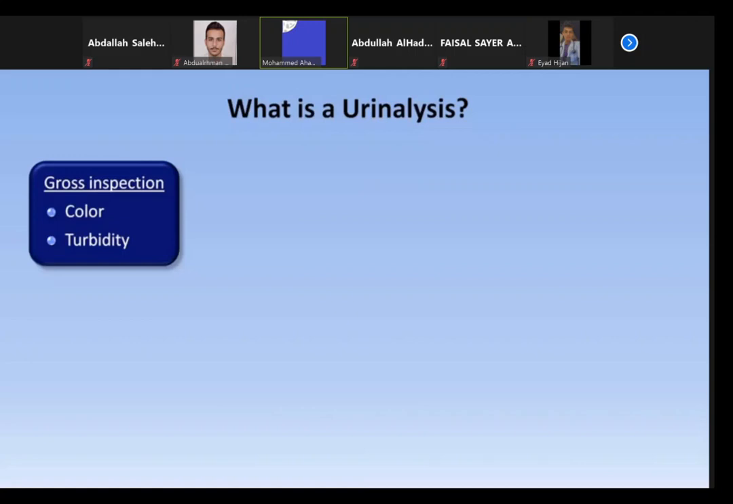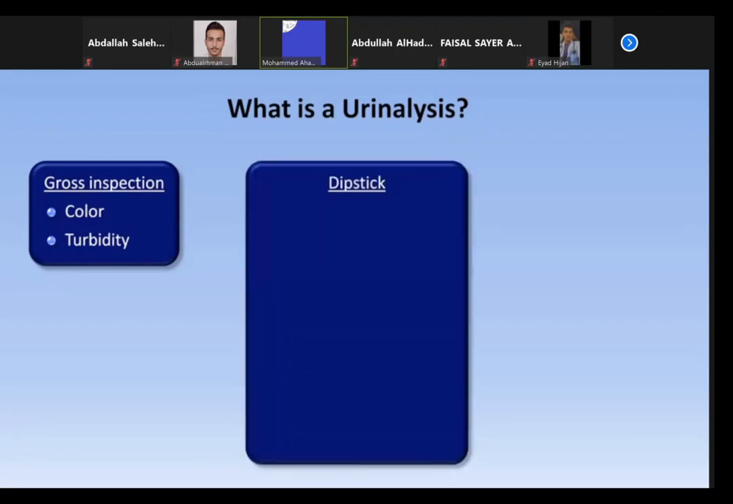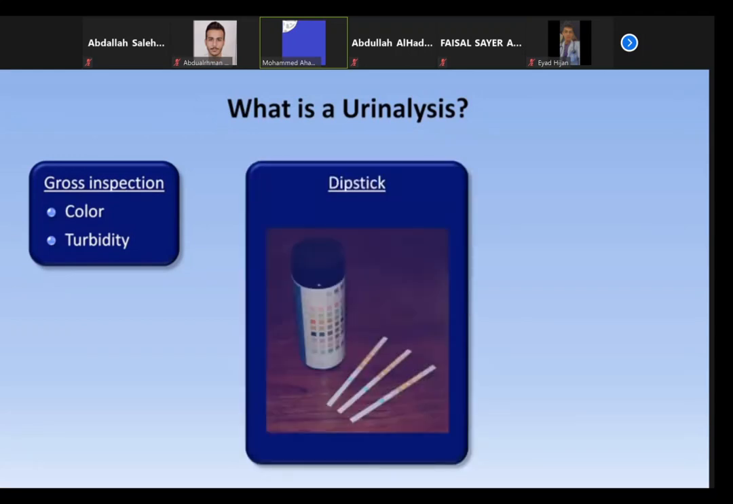is extremely subjective and not typically reported by the lab. The second category is the so-called dipstick. This consists of a reagent strip, which is literally dipped into the urine sample, triggering a series of color changes along its length, which correspond to the presence and concentrations of specific molecules.